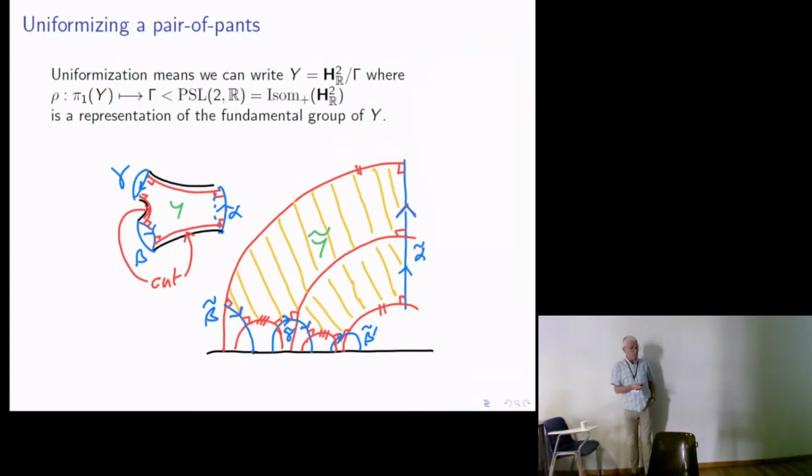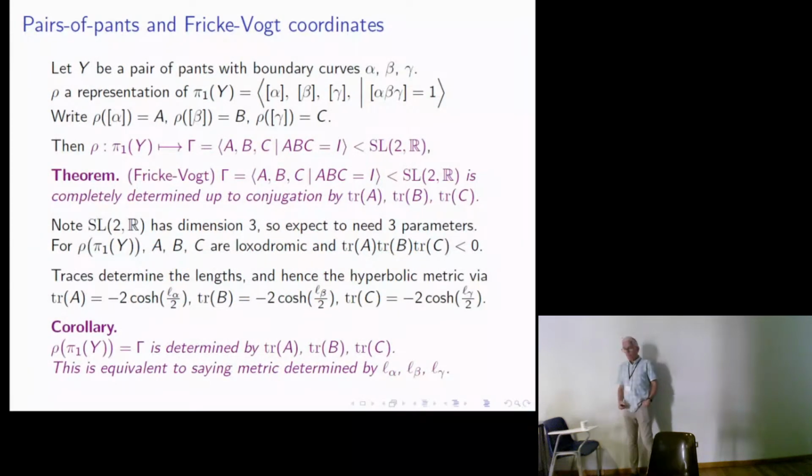But there we have that's the picture. And so now let's think about how to do all this with matrices. So our fundamental group of a pair of pants is a free group on 2 generators.